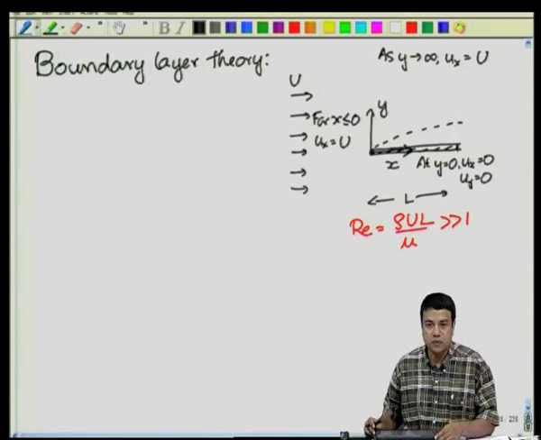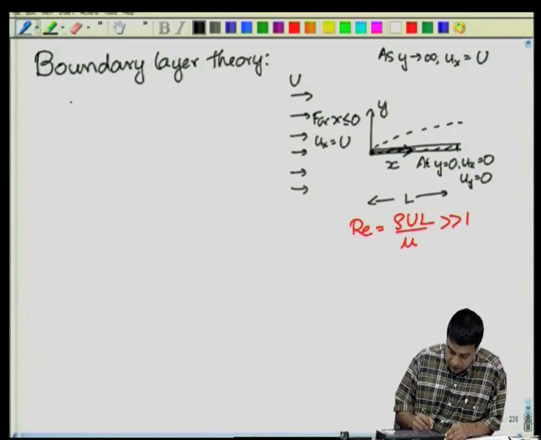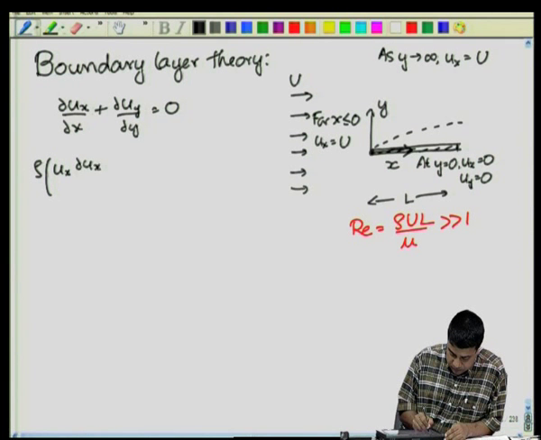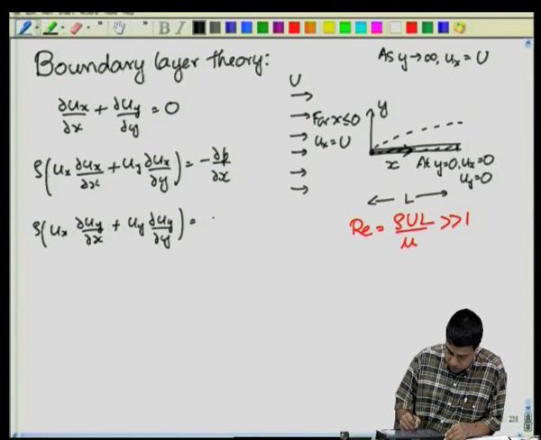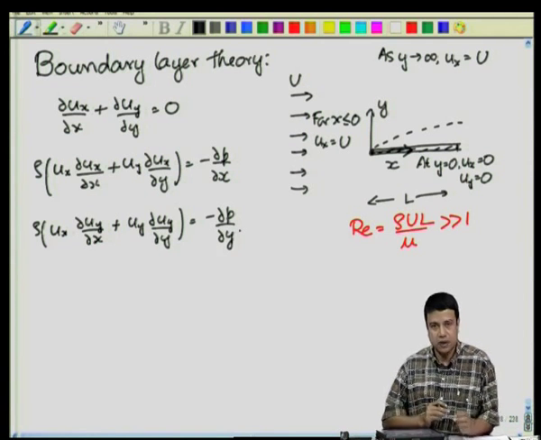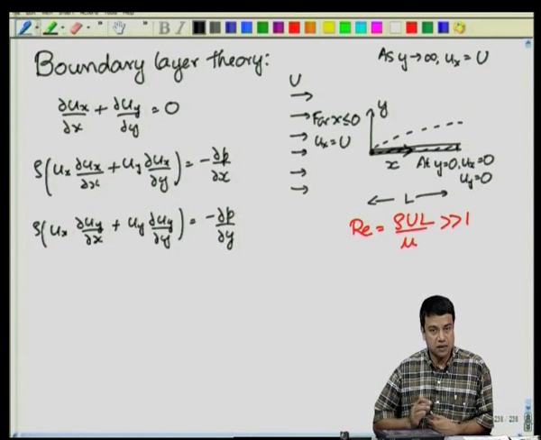So, the mass and momentum conservation equations in the absence of viscosity are given by partial ux by partial x is equal to 0, and for this case it is 2 dimensional. Therefore, I get... so, these are the conservation equations if I neglect the viscous terms.